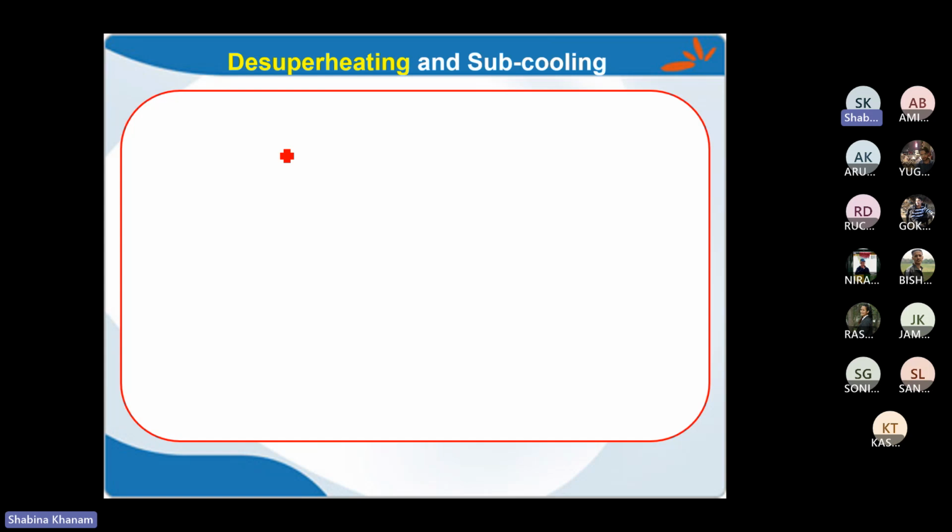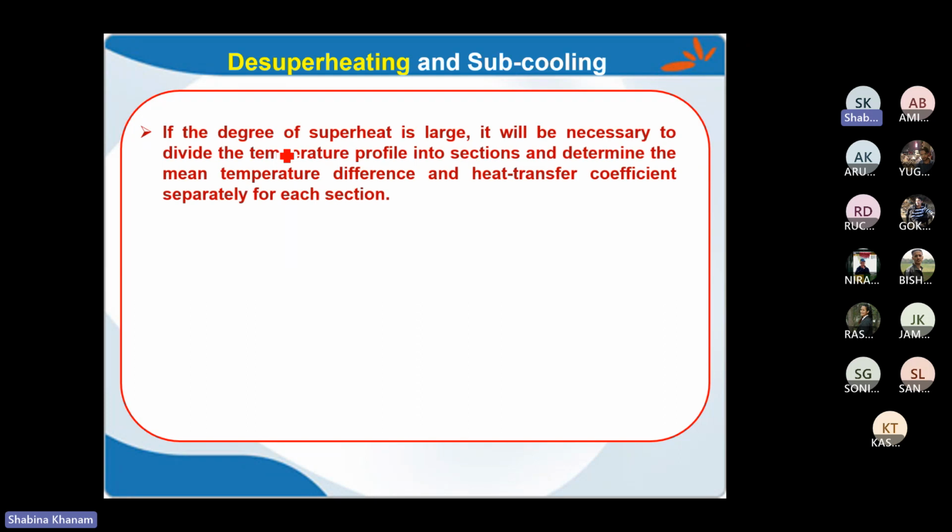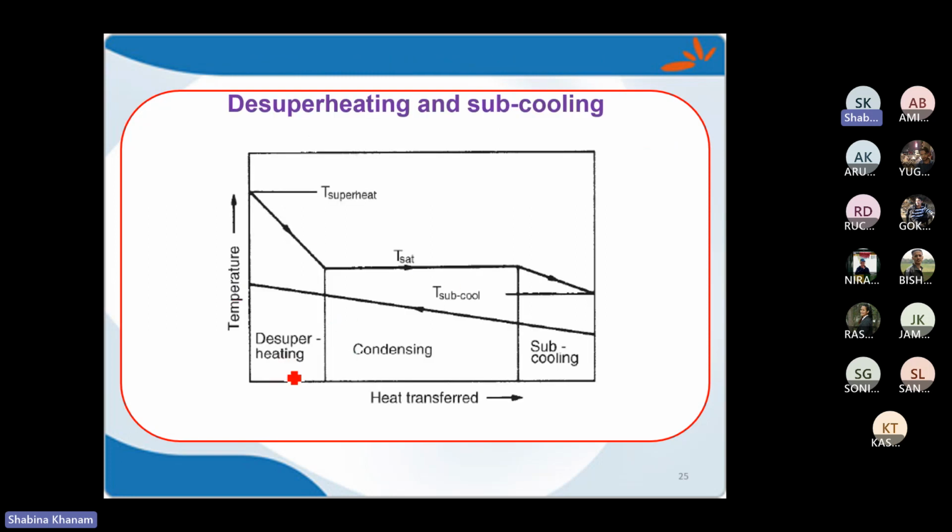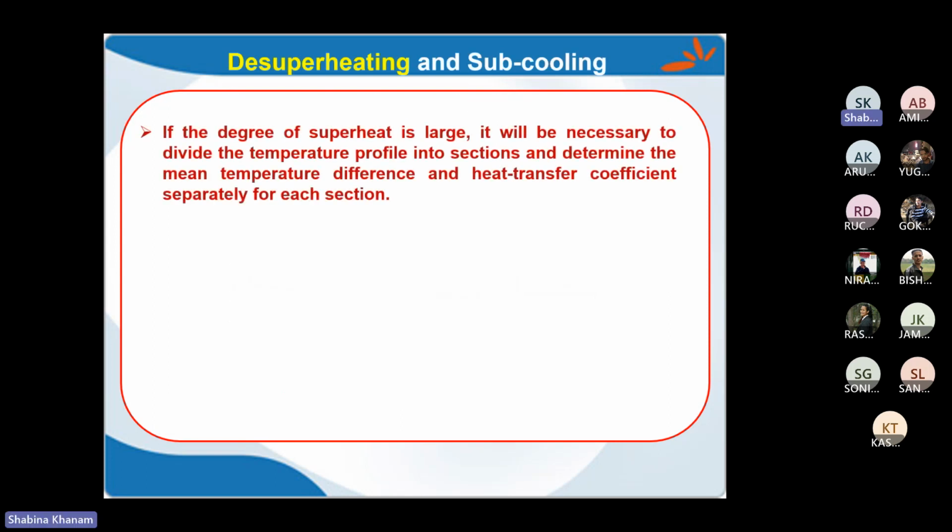If I consider de-superheating along with condensation, in that case, if the degree of superheat is large, degree of superheat means Q, whatever heat would be transferred through de-superheating. Okay, so if degree of superheat is large, it is necessary to divide the temperature profile into sections and determine mean temperature difference and heat transfer coefficient separately for each case.